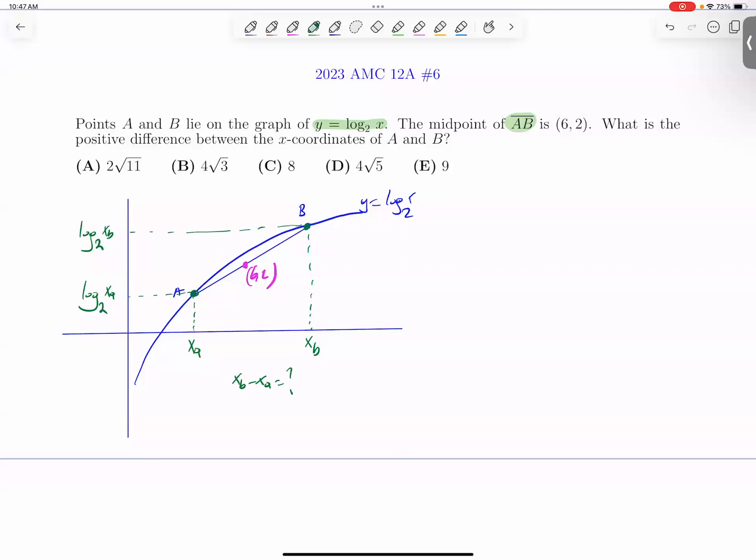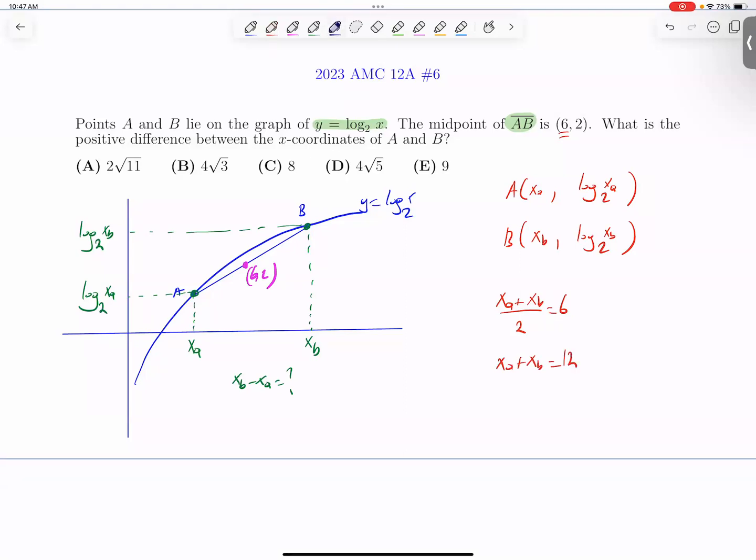Since the midpoint is given, we should apply the midpoint formula. We have 2 points here. The first point is A, x sub A, comma, log xa in base 2. The second point is B, which is x sub B, comma, log xb in base 2. Midpoint formula, the average of x and the average of y. If we add the x coordinates, xa plus xb divided by 2, we get the x coordinate of the midpoint, which is 6. Then we have xa plus xb is equal to 2 times 6, 12.